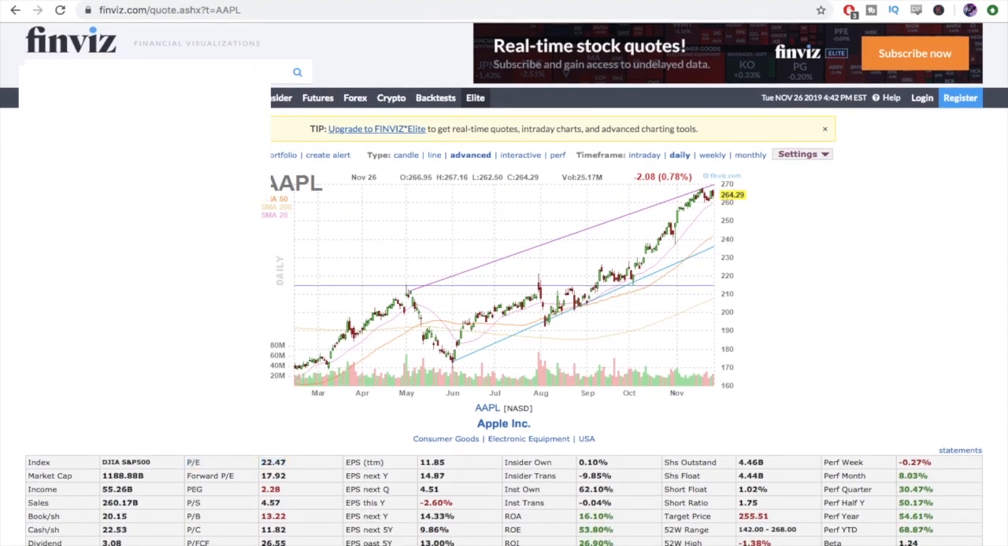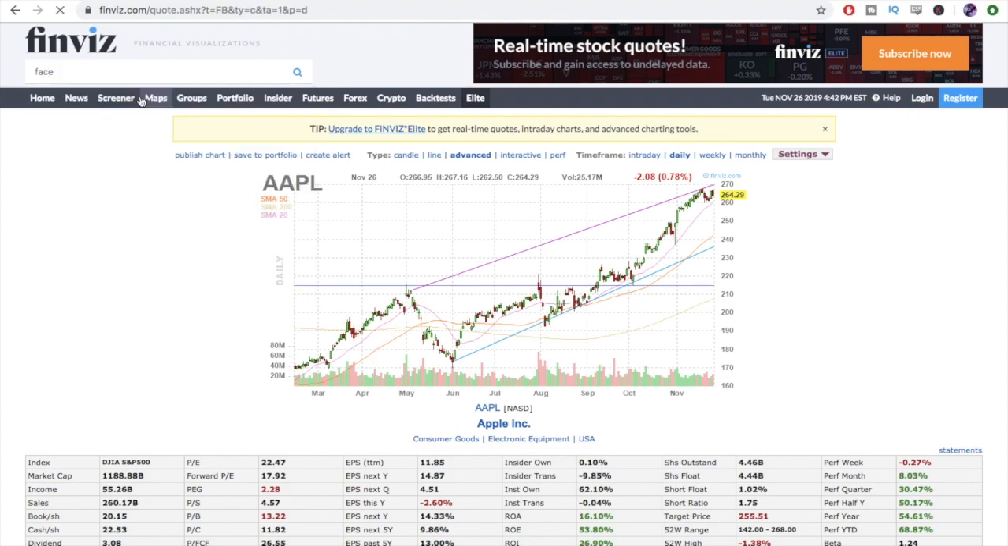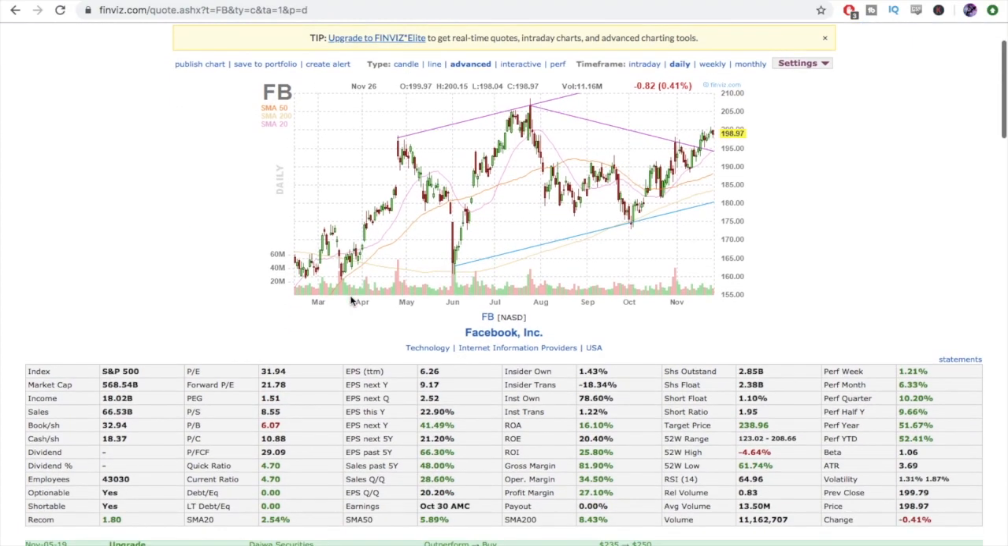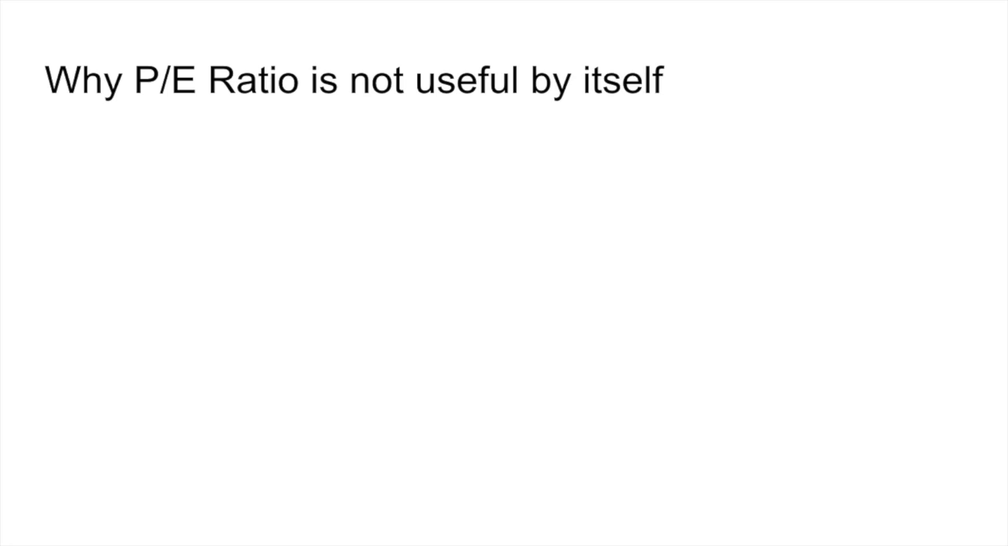Let's try another one. We can do Facebook. And here we go. We see the PE ratio is a little higher. It's 31.94. And what this means is for every $31.94 we spend buying Facebook, we can expect $1 in profit 1 year later.